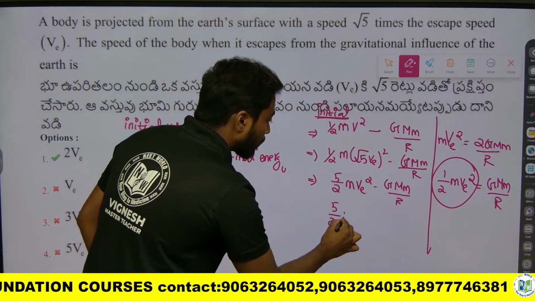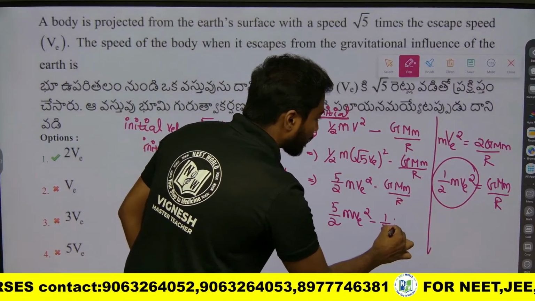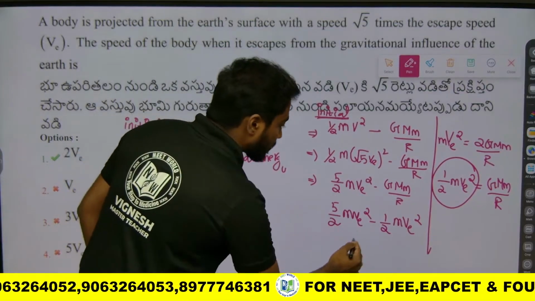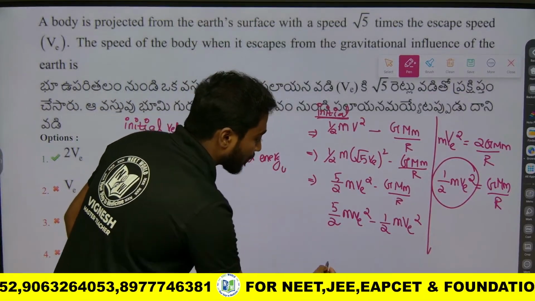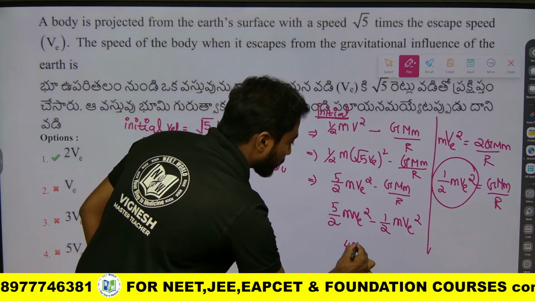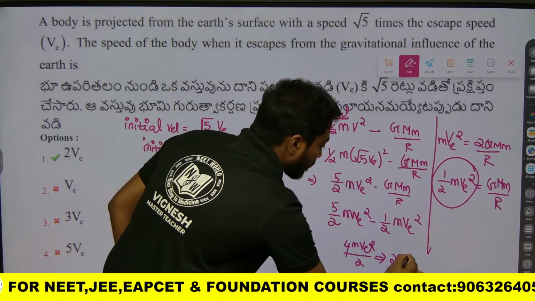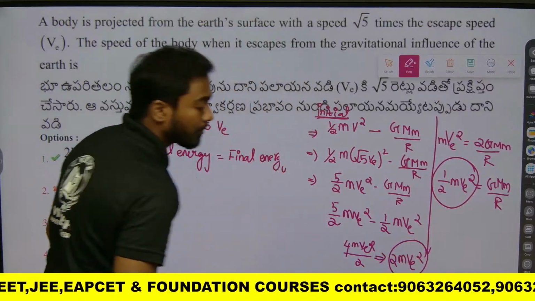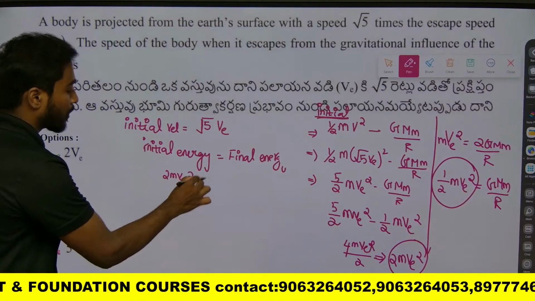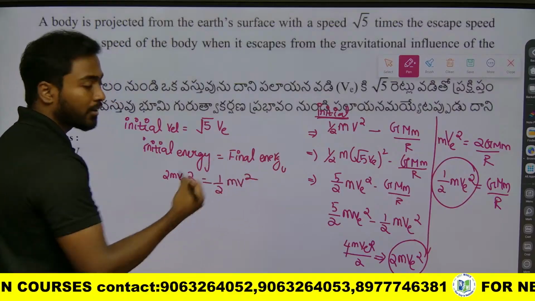5 by 2 m VE square minus half m VE square. The denominator 2 is the same, so I can subtract: 4 m VE square by 2, which is nothing but 2 m VE square. This is the initial energy. I will write this: 2 m VE square. The final energy is half m v square, right?